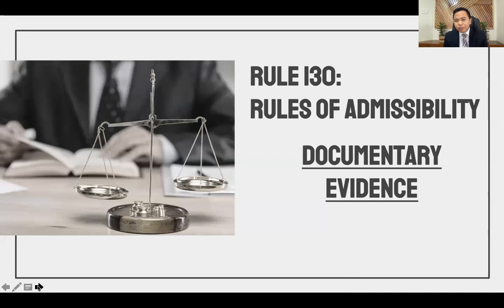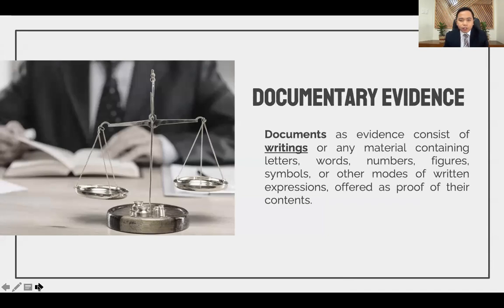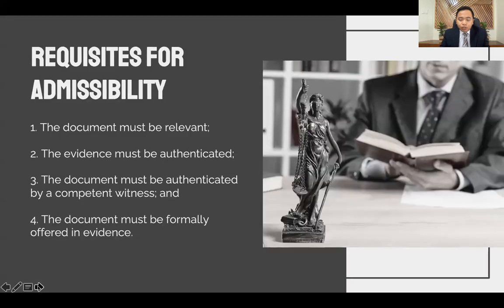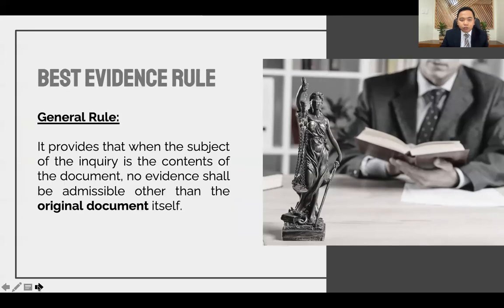So we're done with object evidence. We go to documentary evidence. What is a document? A document is evidence that consists of writings or any material containing letters, words, numbers, figures, symbols, or other modes of written expression offered as proof of their contents. Okay, what are the requisites for admissibility of documentary evidence? First, the document must be relevant. Second, the evidence must be authenticated. Third, the document must be authenticated by a competent witness. And fourth, the document must be formally offered in evidence.